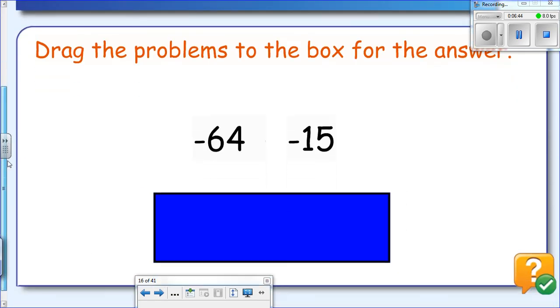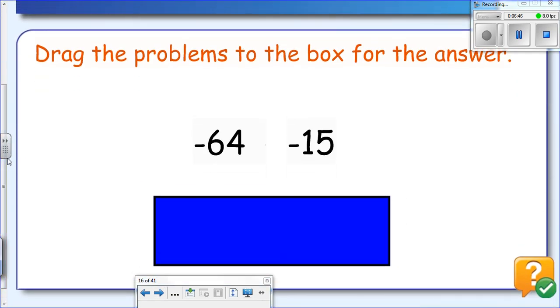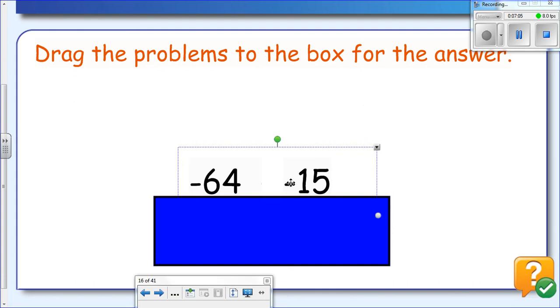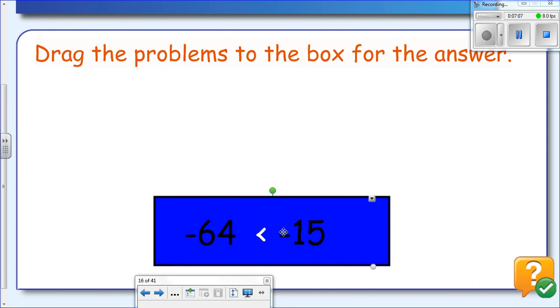So now we're going to compare two integers. It says drag the problems to the box for the answer. Let's decide which one's bigger. Is -64 bigger or is -15 bigger? Well, -15 is closer to 0, so -15 is bigger. So we would say -64 is less than -15. So let's see if we're right. Yes, that is the less than symbol.